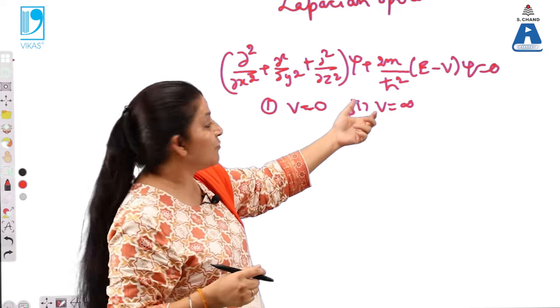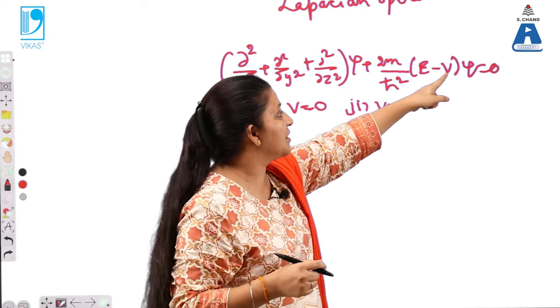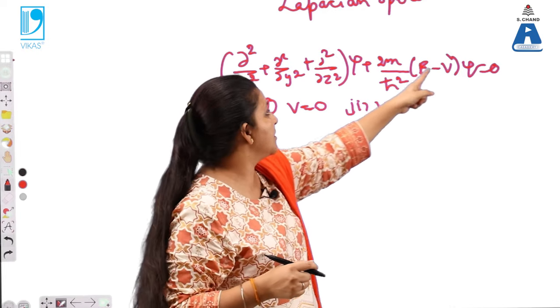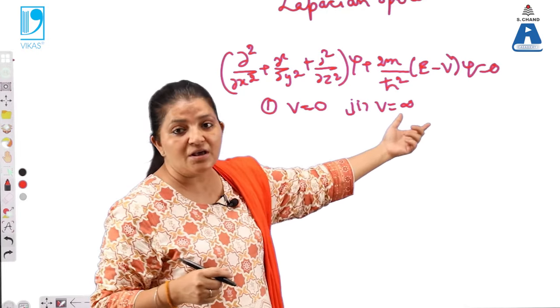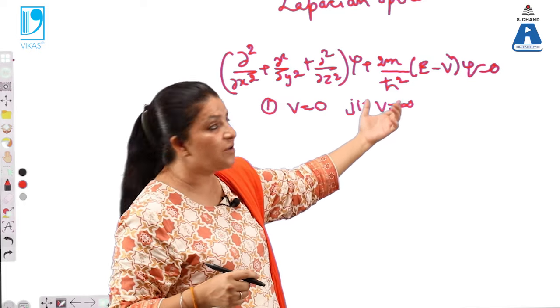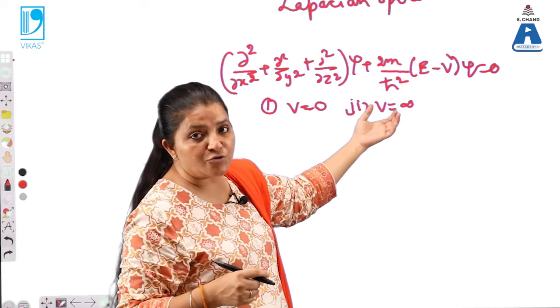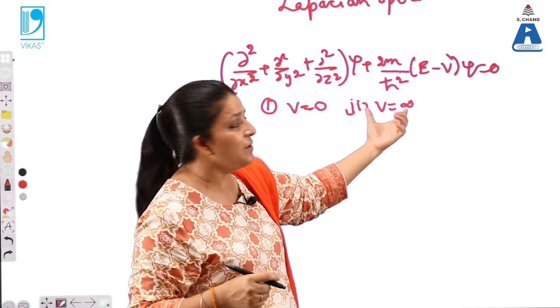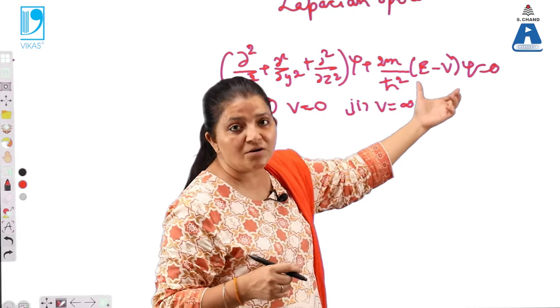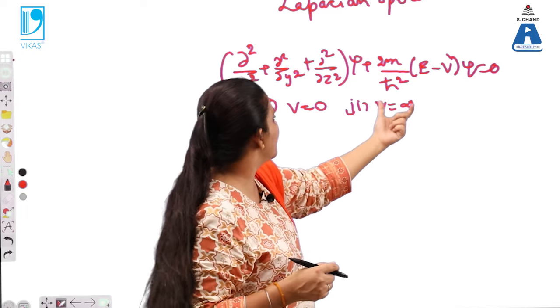Now for the second boundary condition, V equals infinity, when we put V equals infinity, the wave function will become infinity. That means we are not able to define these matter waves. So that is not possible, meaning outside the box the particle will not be present. That means the particle will not come out of this 3D box.